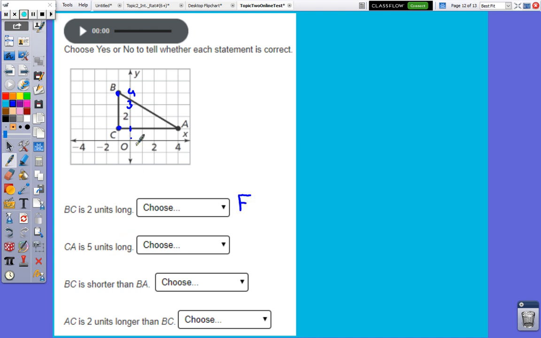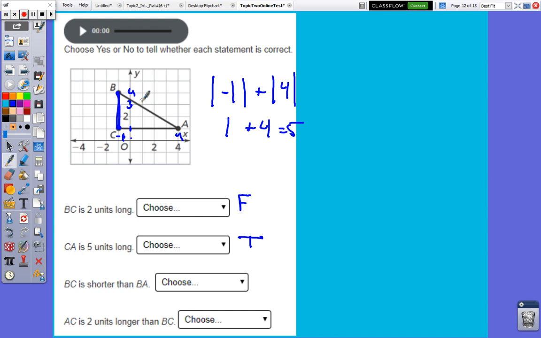CA is 5 units long. Well, it goes from -1 to 4. Absolute value here would be 1. It's in a different quadrant. Absolute value here would be 4. So I could take the absolute value of -1, add to it, because they're different quadrants, the absolute value of 4. Absolute value of -1 is 1, plus the absolute value of 4 is 4. I get a length of 5. Hey, that's true.